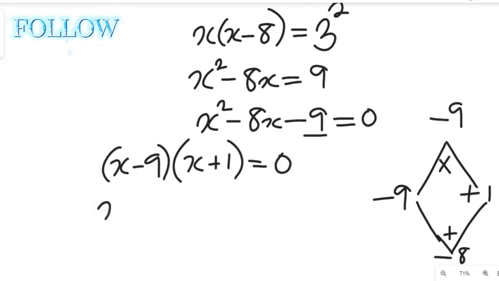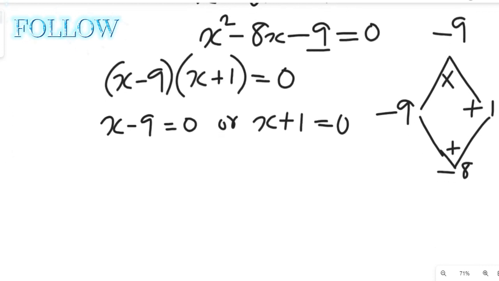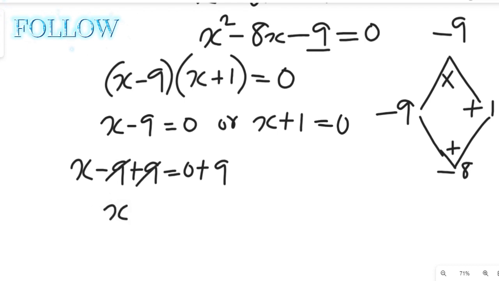So from here, our x minus 9 will be equal to 0, or we'll have x plus 1 to be equal to 0. So if we add 9 to both sides, we're going to have x plus 0 equal to 0 plus 9, and then this clears this. x will be equal to 9.